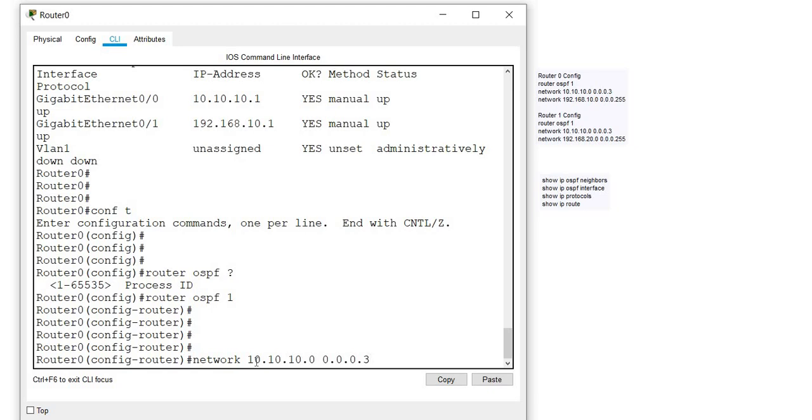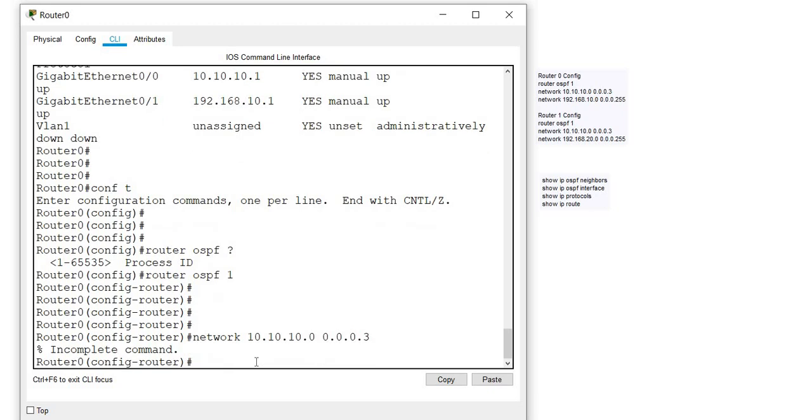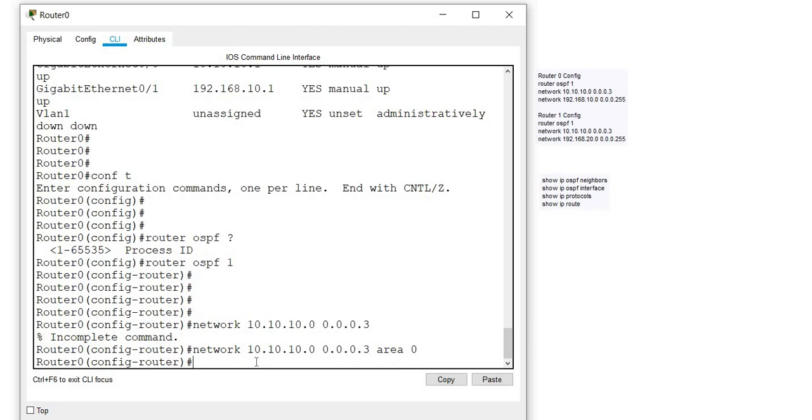The wildcard mask is like an inverse of the subnet mask. So it'll be in area 0. I'm advertising this network in area 0, and I'll repeat the command to advertise the other network, which is 192.168.10.0, and the wildcard mask for a /24 is 0.0.0.255, and I'm advertising it in area 0 as well.